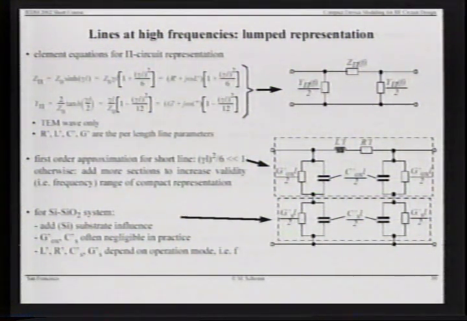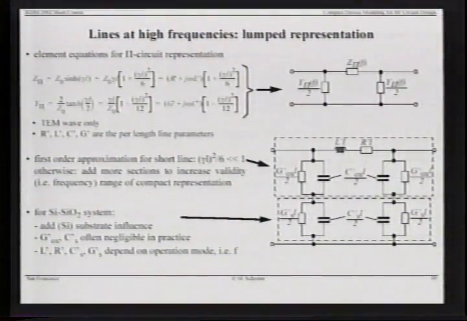What is a short line? The mathematical condition is shown here, but in practice, if you look at the literature, people usually say, okay, if my line length is a quarter of the wavelength, then I have to add more sections like these to represent the frequency dependence of the line properly. And in general, you would probably go to a tenth of the wavelength in order to do that more accurately. If we have a line running over a lossy substrate, we would have to add more elements.